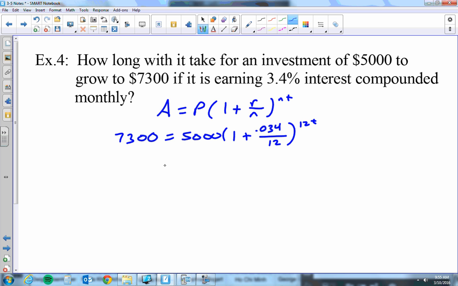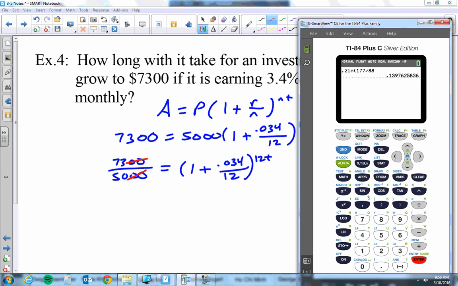Ready? First, divide away the 5,000. Or I would cancel. Divide by 100, top and bottom. Makes it a little simpler. Now, here's the deal. You have to be cautious when you use that calculator. We've been over this a lot. So I'm going to go and type in that base. Just the base. 1 plus 0.034 divided by 12. Because I frankly just don't want to write that over and over again. You type it in and get around 1.003.